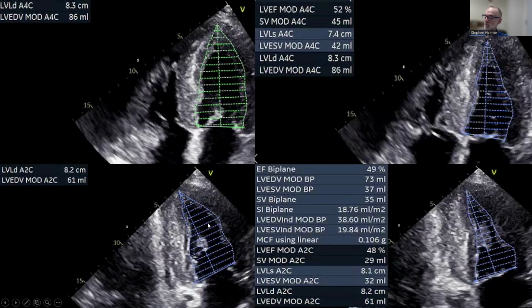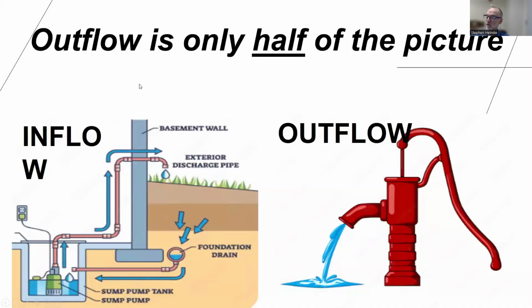Let me back up a little bit here. The ejection fraction is just that measure of flow out through flow in. And as I said, the ejection fraction isn't the be all and end all. The outflow is only half of the picture in this case.